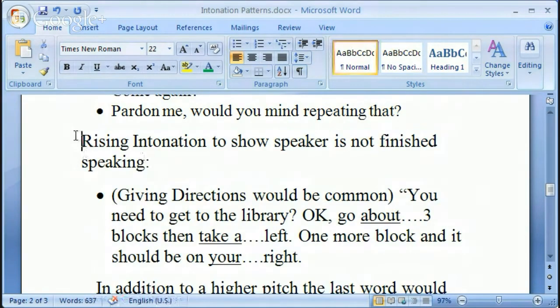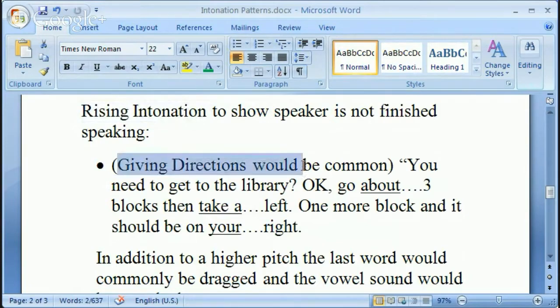Here's another. Rising intonation is also used to show the speaker is not finished speaking. You might, for example, hear this when somebody's giving directions and they have to stop, and even a native speaker has to think, oh, okay, how do I get there? Let's see. And they're thinking as they're speaking. So for example, you need to get to the library? Okay. Go about three blocks, then take a left. One more block, and it should be on your right. Really stretched vowel sounds in "about." A long, long vowel sound. Should be on your right. Okay, this is very common.